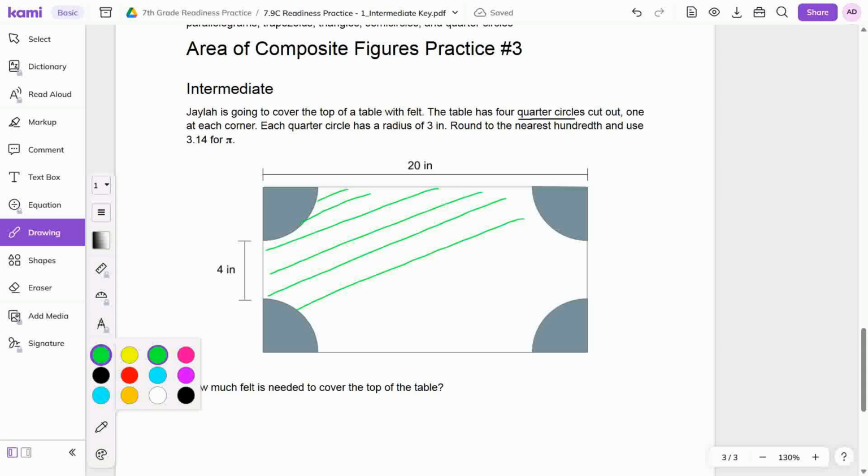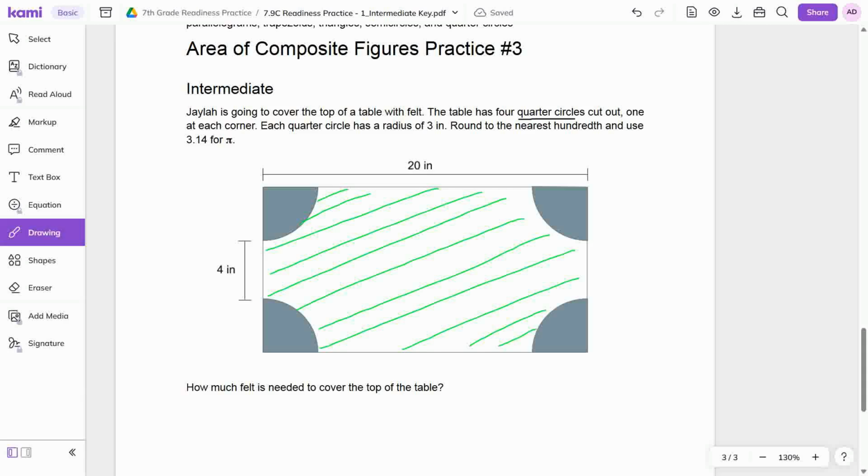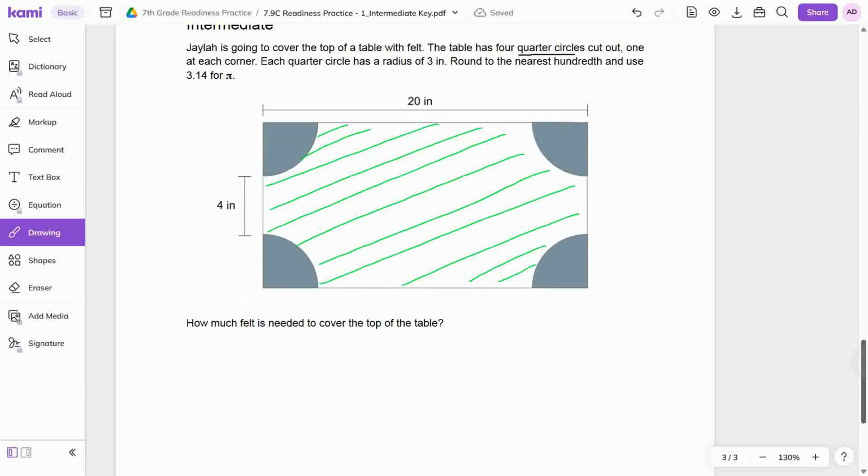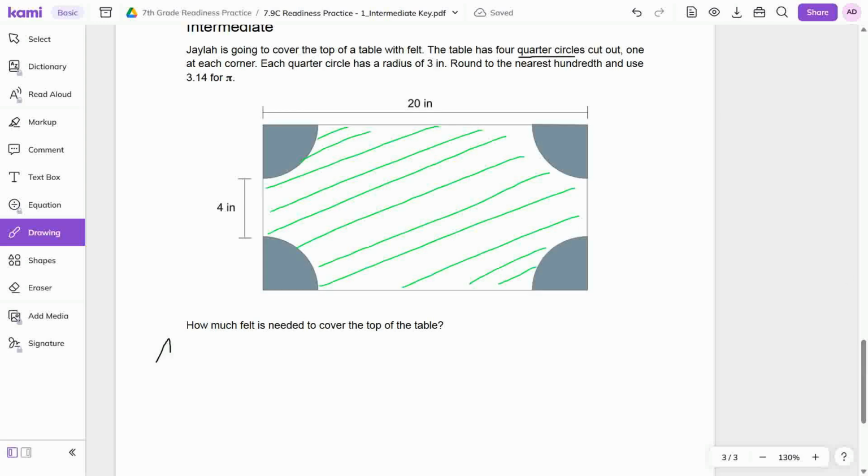And so it's the whole rectangle minus those quarter circles. That's what we're looking for. All right, so the calculations we're going to need are the area of the rectangle minus the area of the 4 quarter circles, 4 QC. Now, the area of the rectangle is going to be pretty simple.